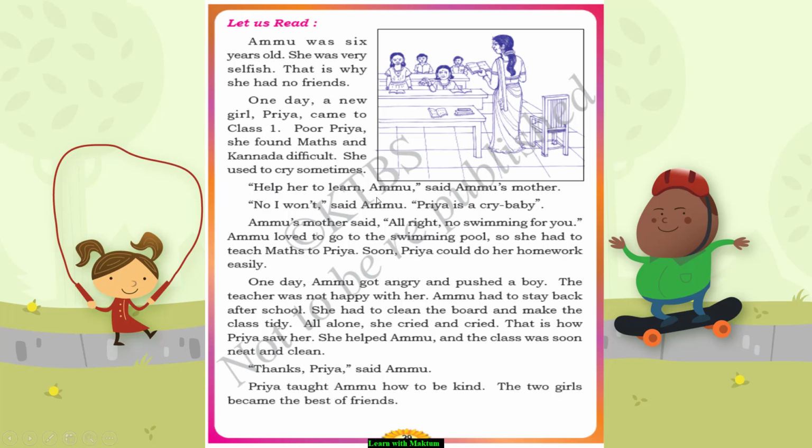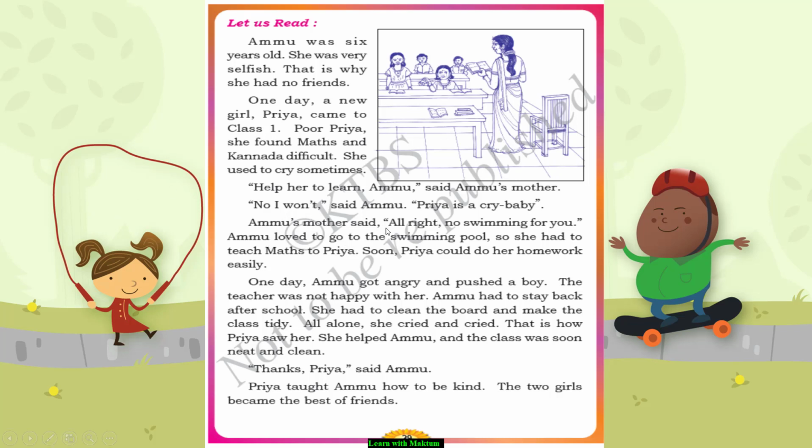Help her to learn, Ammu, said Ammu's mother. So Ammu's mother is telling Ammu to help Priya to learn, because Ammu is a bit clever. Then, no, I won't, said Ammu. Priya is a crybaby. Here Ammu replies that no, I cannot help her to learn, and she's a crybaby, meaning for everything she cries. Okay, kids?